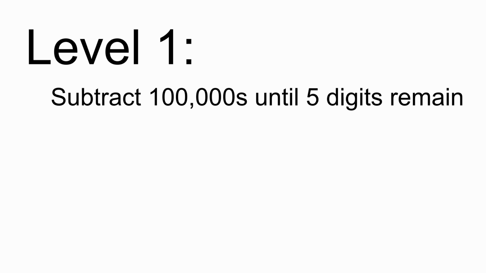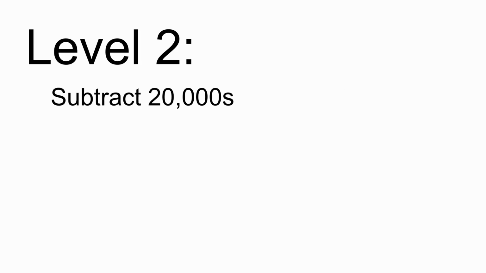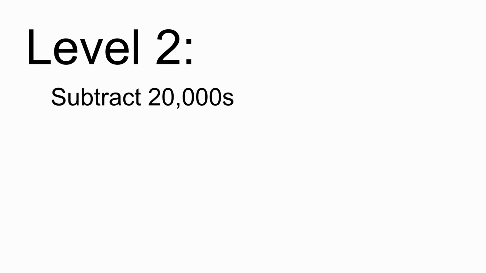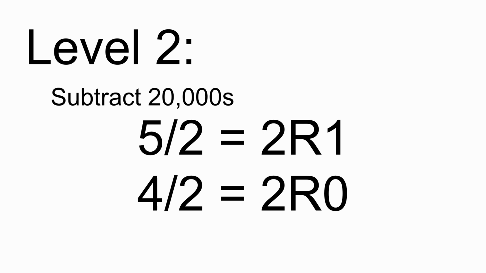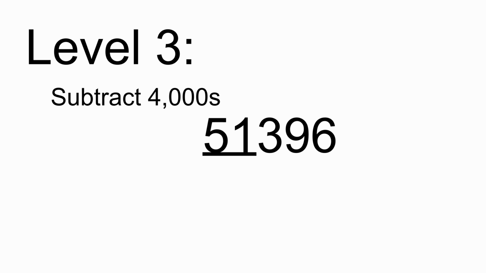Level 1. Subtract 100,000s. Just take the last 5 digits. It's the most basic divisibility rule for powers of 2. Level 2. Subtract 20,000s. Look at the first digit of the last 5. If it's even, get rid of it. If it's odd, make it a 1. You can think of this as leaving the remainder when dividing by 2. Level 3. Subtract 4,000s. Now instead of just the first digit, look at the first 2 of the last 5. Leave the remainder when you divide by 4.